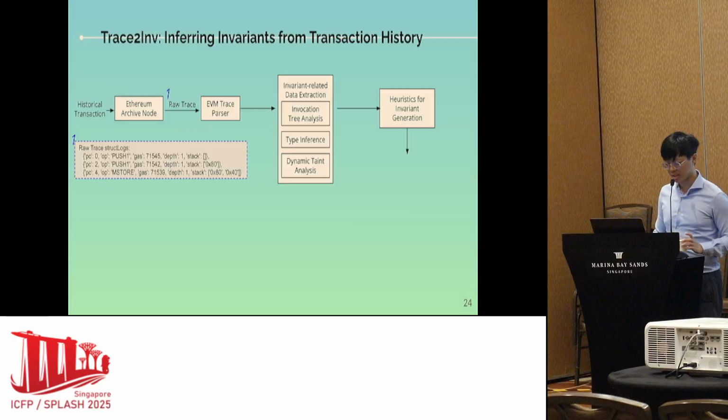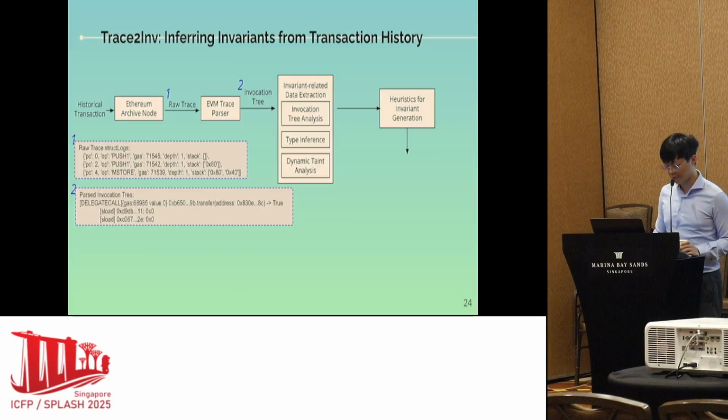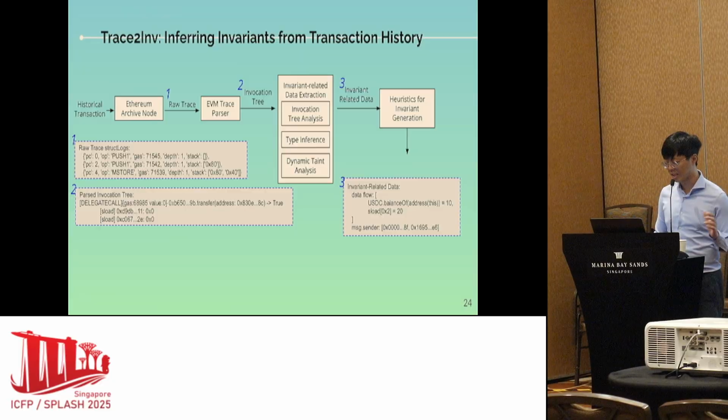Given a historical transaction, which is a list of opcodes, we collect the raw trace of it, and then we extract its invocation tree from the raw opcode trace. From this, using these execution trace snippets, we apply different techniques depending on the type of invariant, such as invocation tree analysis, type inference, or dynamic taint analysis. To extract invariant-related data, each invariant type requires different data extraction methods, and we also deploy different heuristics to determine the parameter within this template.